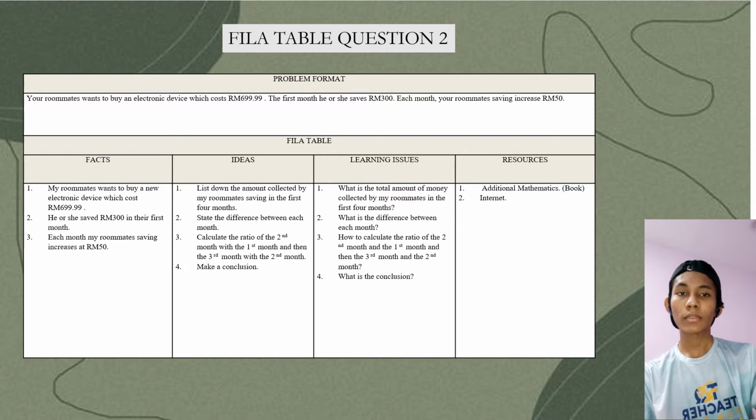Resources for this question are, first, the additional mathematics textbook. Next is the internet.